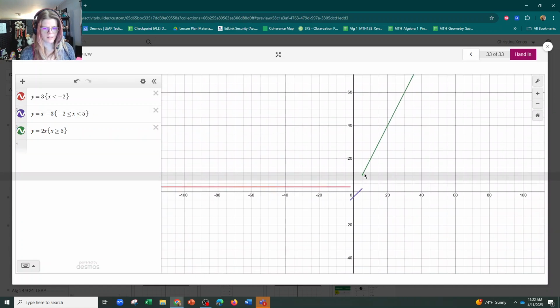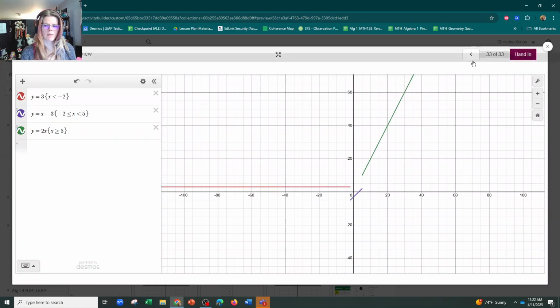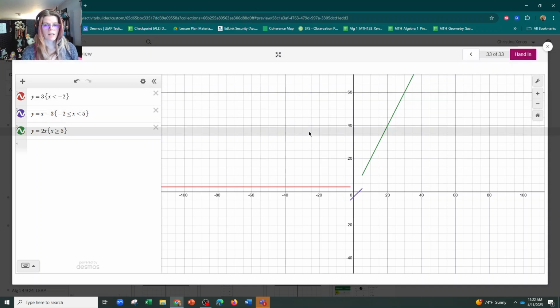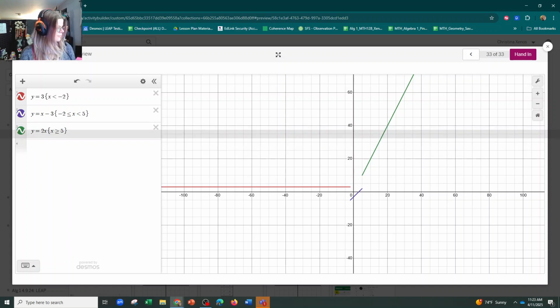Very nice. And that is the end. So make sure after you've done every slide, you click hand in. That'll give your name a little check mark next to your name in the Desmos activity, and I'll know to go grade it. All right, please feel free to email me, ask questions in class if y'all need anything.